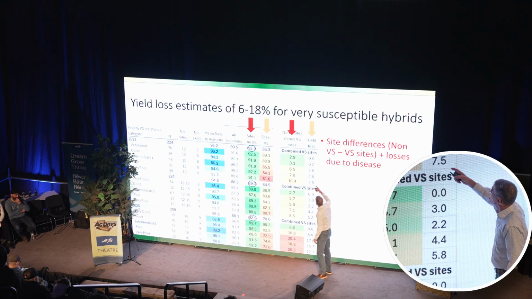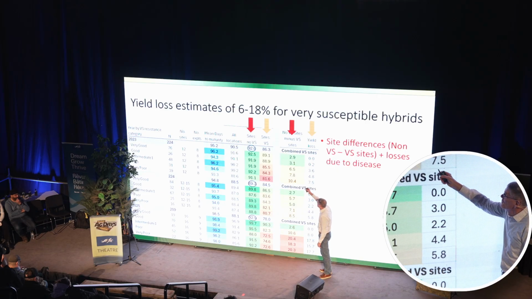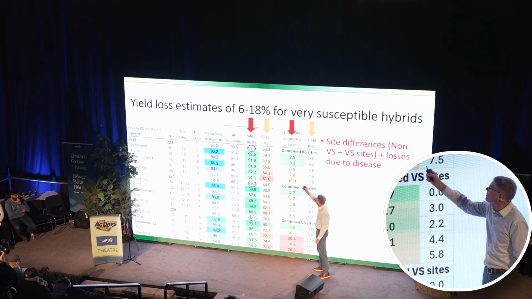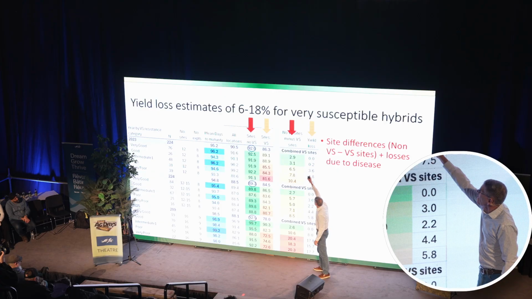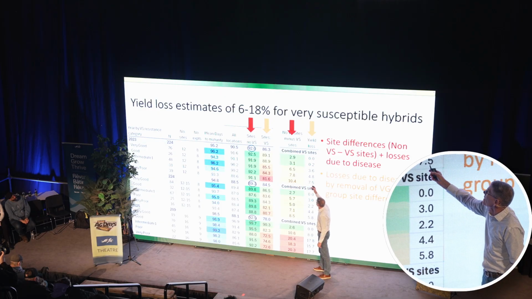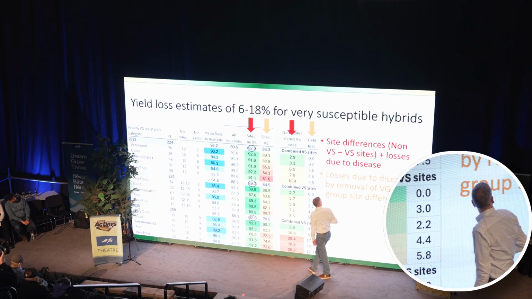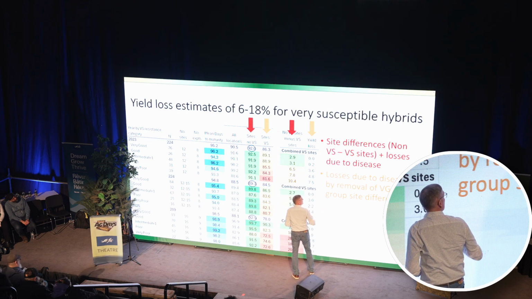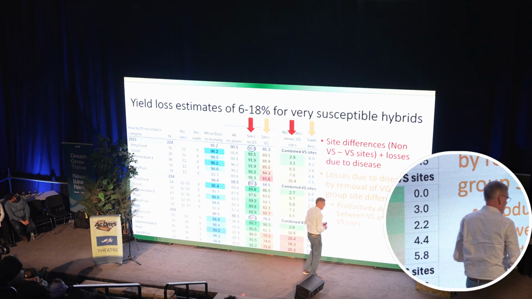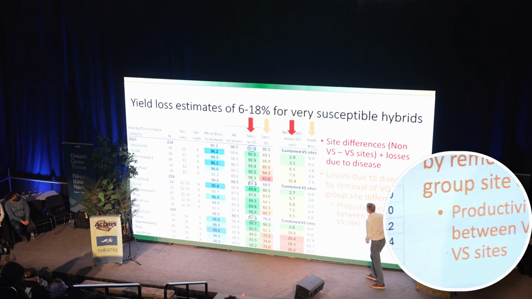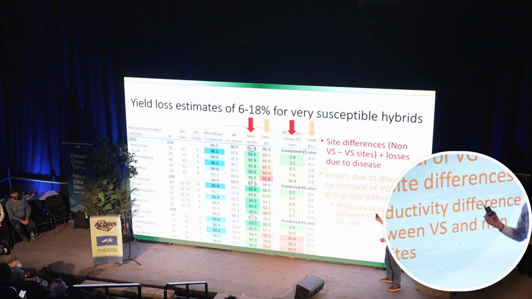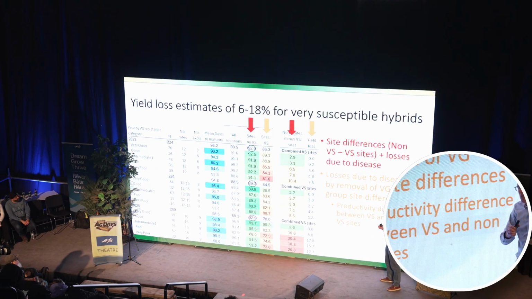So now to get these numbers here, I'm simply subtracting the very good difference, 2.9, from all of these ones here to get these numbers here. I'm assuming that the losses to disease represent, well, 2.9 represents the difference between the no verticillium sites and verticillium sites.